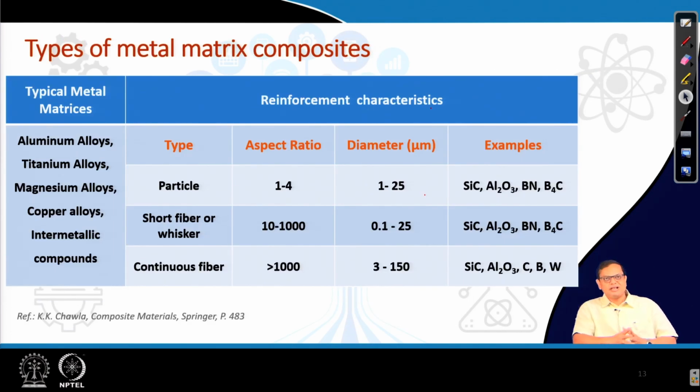And what kind of metal matrix composites do we see in reality? So, what kind of matrix do we see? All kinds of matrix, starting from aluminum alloys to titanium alloys to magnesium alloys, copper alloys, intermetallic compounds. Ultimately, metals and alloys can be used as matrix. And then you can see here the whole gamut of reinforcements, starting from SiC to Al2O3 to boron nitride, B4C, okay, and this could be used as particles or fibers or short fibers or continuous fibers as well.